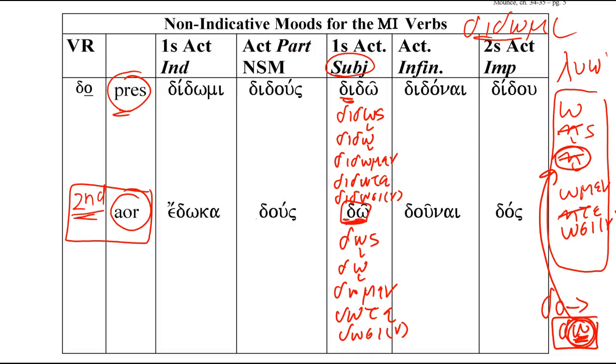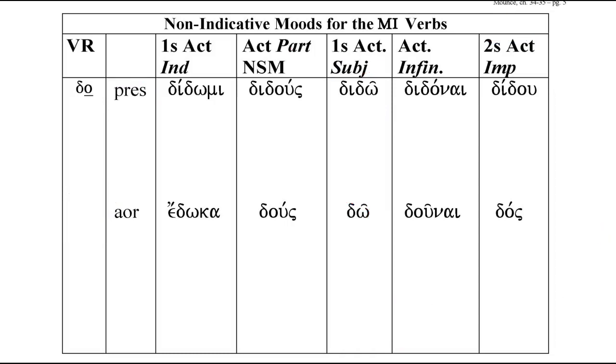Let's clear the board for the infinitive. So for the infinitive, here we have the present active form, didonai, and then we have the aorist active infinitive form. The aorist active infinitive form, dounai.